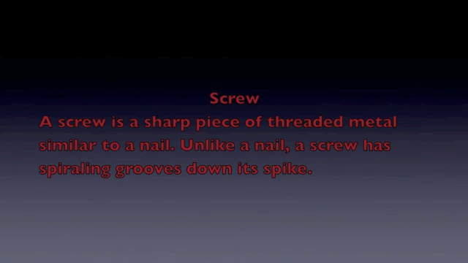Screw. A screw is a sharp piece of threaded metal similar to a nail. Unlike a nail, a screw has spiraling grooves down its spike.